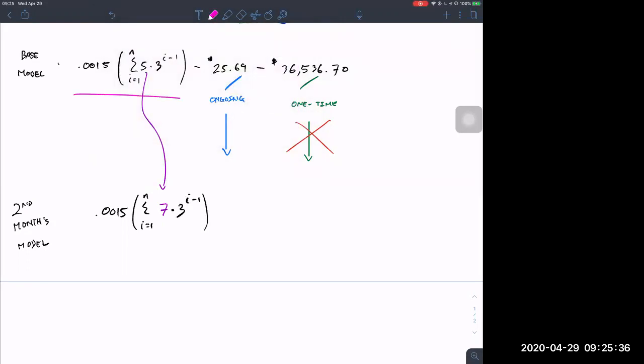When you look at the base model summation versus the second month's summation, what's the overall effect? Hopefully you realize that there's an increase, because nothing has changed in terms of growth. It's just how you start, or the number of people you started with.